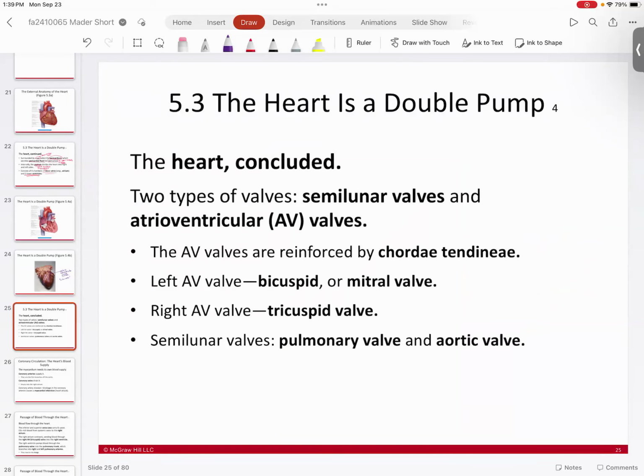So let's go ahead and take a look at the structural components of our pump. First of all, the valves. The valves are critical in your heart. So you have two sets of valves. First of all, you have the semilunar valves. These are those half moon ones that we kind of looked at. They're very similar to the ones we saw in the veins, right?